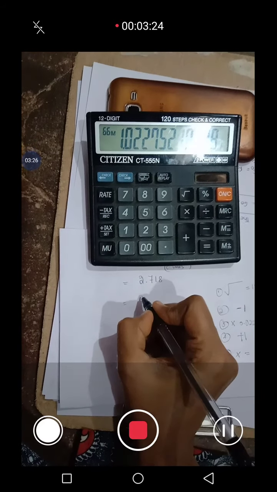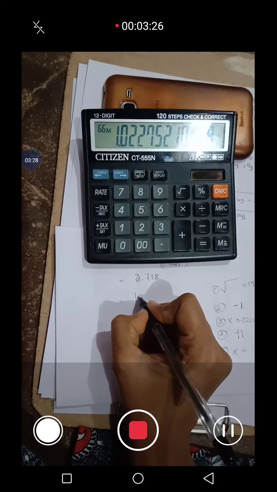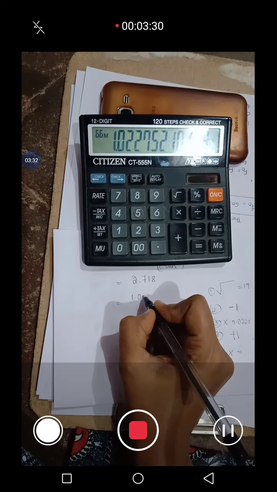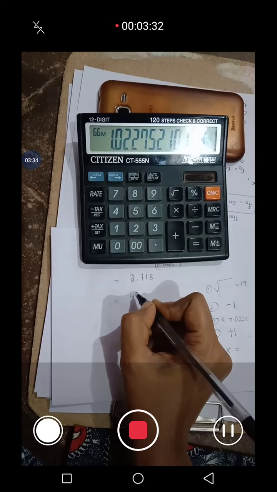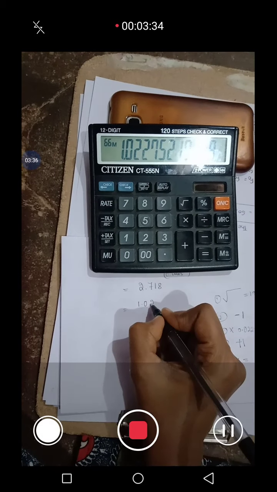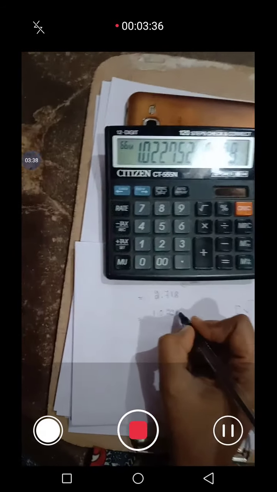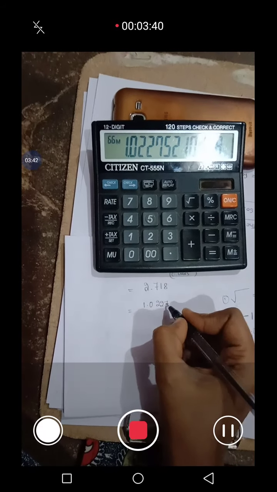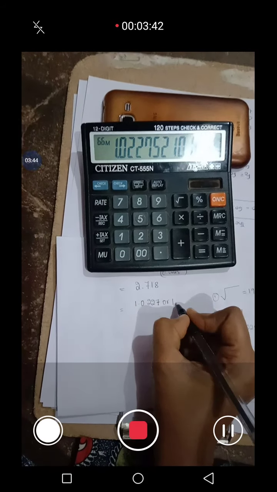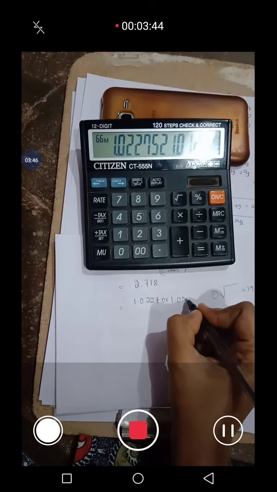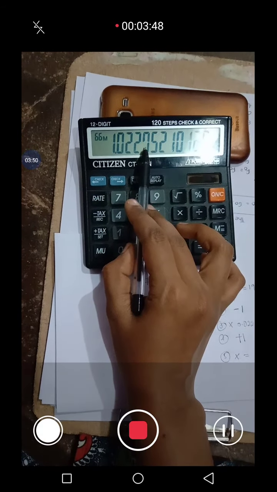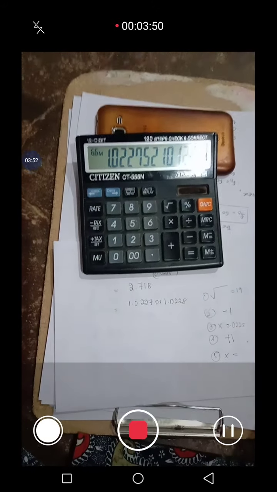So it is 1.0 2275, is there, no? So we can make it 1.0228 also, because we have 5, we can increase 1 here. So hope you understood this.